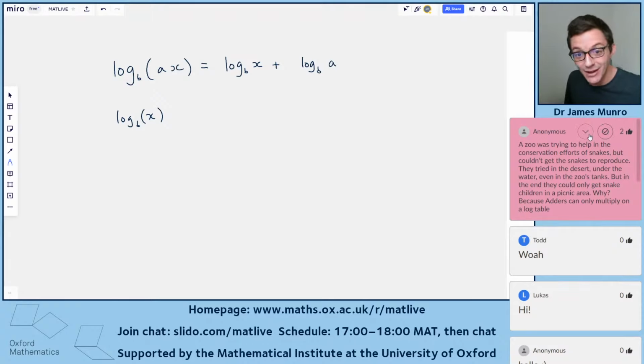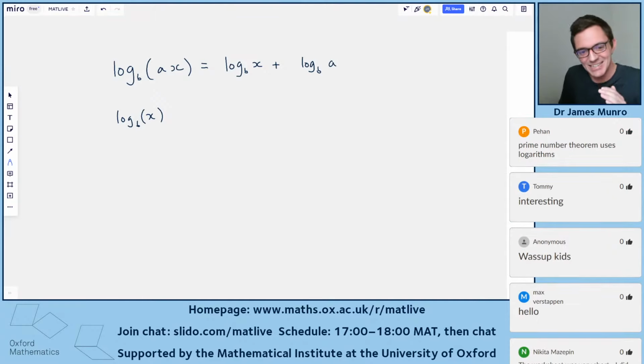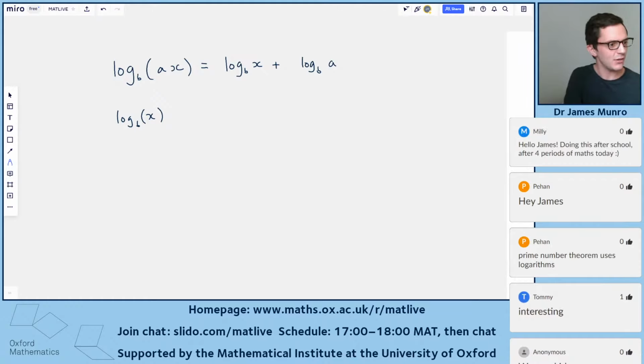If you want to join in with live chat, you can go to slido.com/matslive, which is where we are. I'm helped in chat today by Flora, who's helping to moderate chat and keep things going. I'll shout out to Tommy and Pehan, and I can see someone with the username Max Verstappen in there as well. It's broken on my separate monitor. There's a mild complaint about separate monitors there. Chat's going very quickly. Shout out to Millie as well.